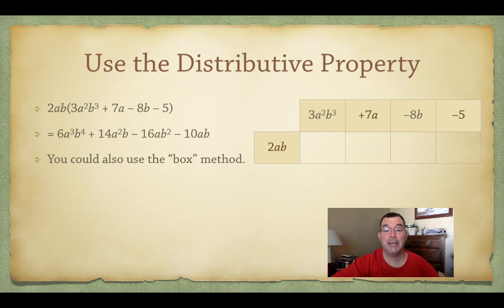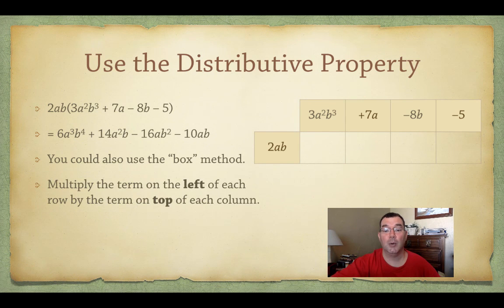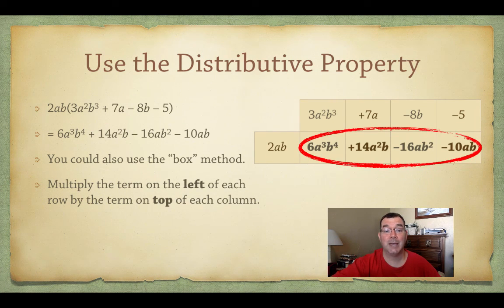So 2ab times 3a squared b cubed would be 6a cubed b to the fourth. Then 2ab times 7a would give me 14a squared b. And 2ab times negative 8b would give me negative 16ab squared. And 2ab times negative 5 would give me negative 10ab. So that's my answer right there, and it's the same that I got when I used distributive property.